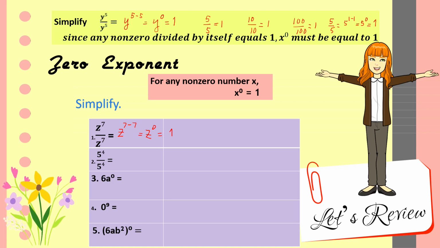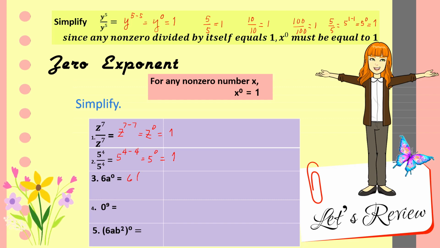How about number 2? 5, same base, and then subtract the exponent. So, you will have 5 raised to 0. And any number raised to 0 is equivalent to 1. How about for 6 times a raised to 0?